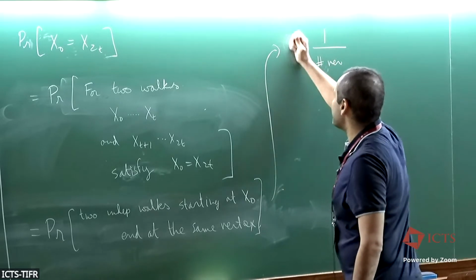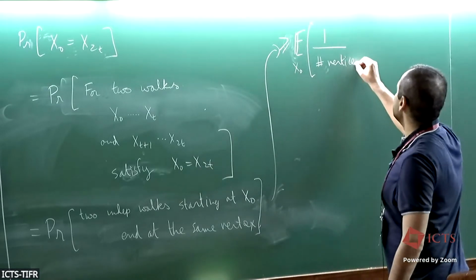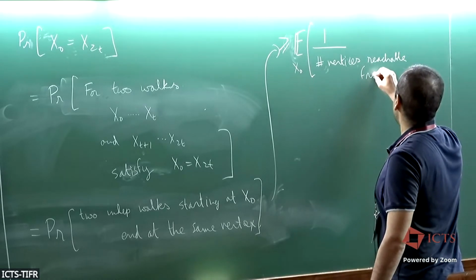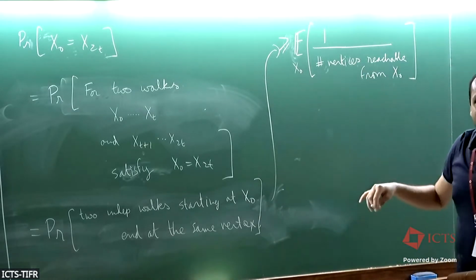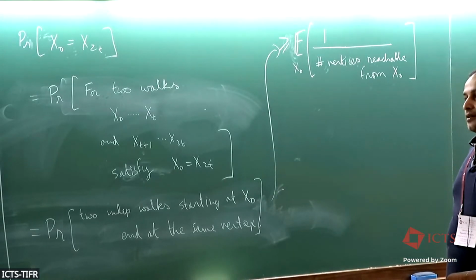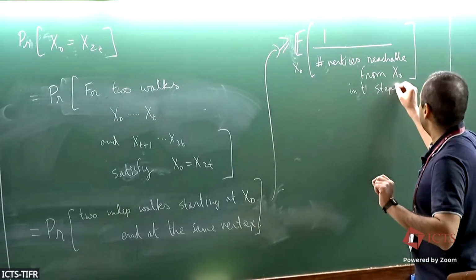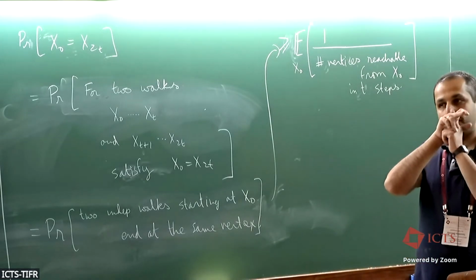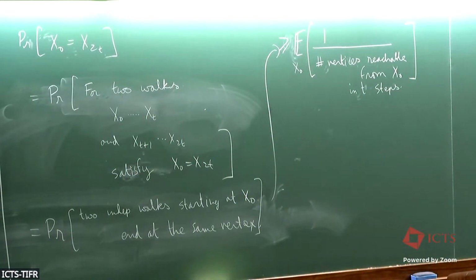So it's actually the average, right? So it's at least expected over the choice of x0, the number of vertices reachable from x0. And the answer is the same for all x0. How many vertices are reachable from a single vertex in t steps? That's the combinatorial property of this Cayley graph that we need to study.